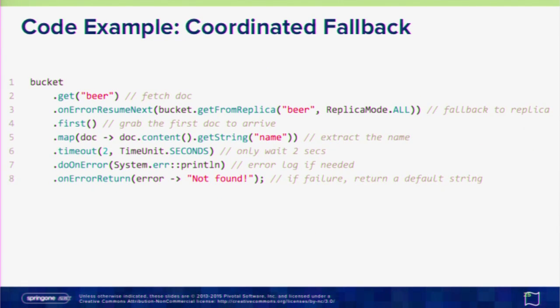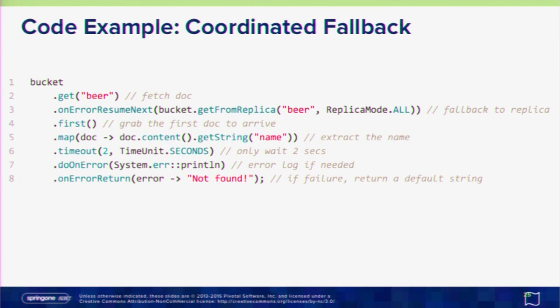So when you do a key value get with Couchbase, this is not with Spring Data, this is directly with the Couchbase SDK. As I said before, it's fully reactive based on RxJava, so that's how it looks. Here I'm getting a document called beer, and then you have this onErrorResumeNext, I think, or onError.